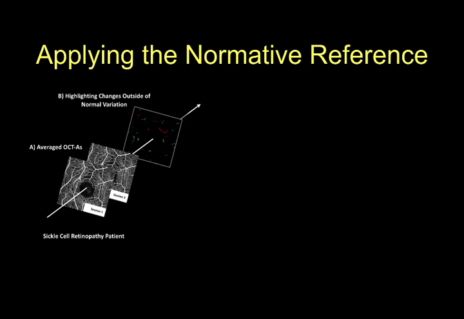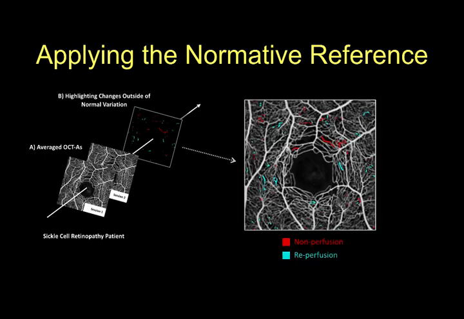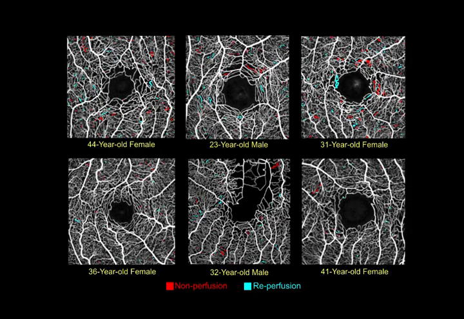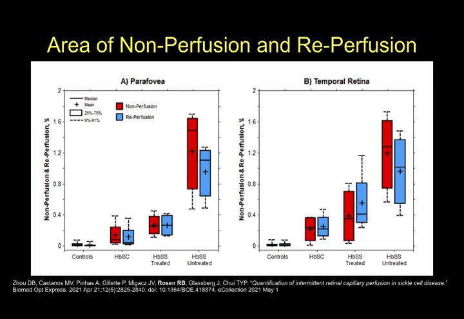The normal curve was then applied to the sickle cell patients. Vessels which fell outside the norm were then highlighted on the map. Here is the first patient example. You can see multiple vessels outlined with intermittent flow. Here are maps of other patients with a variety of ages and genetic types.